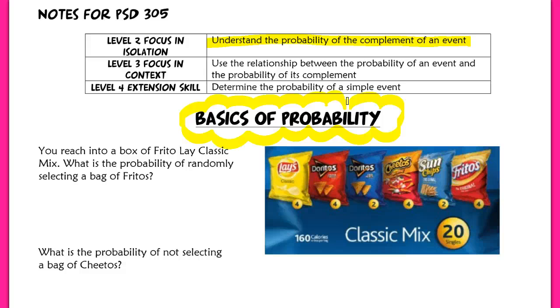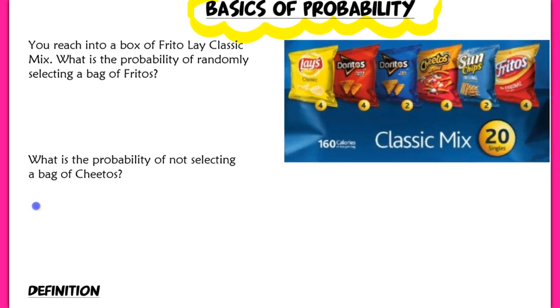So we're going to be finding the probability of an event and its complement. So it's the level 3 question here. And then finally, the extension skill would be to determine the probability of a simple event. So let's get started.